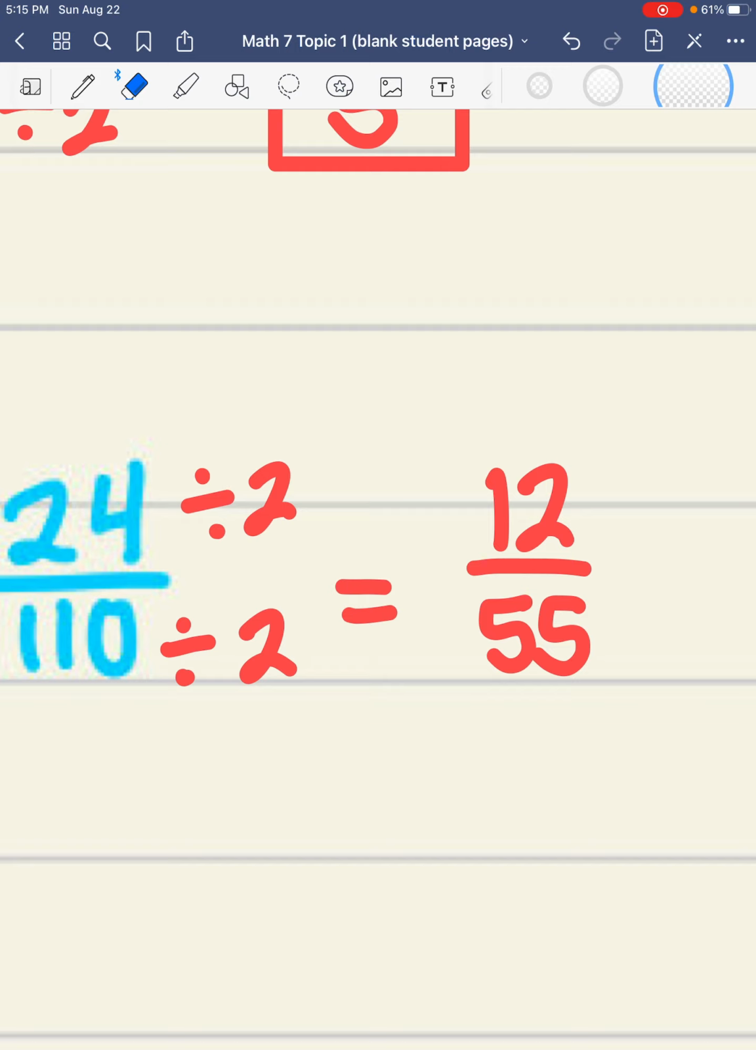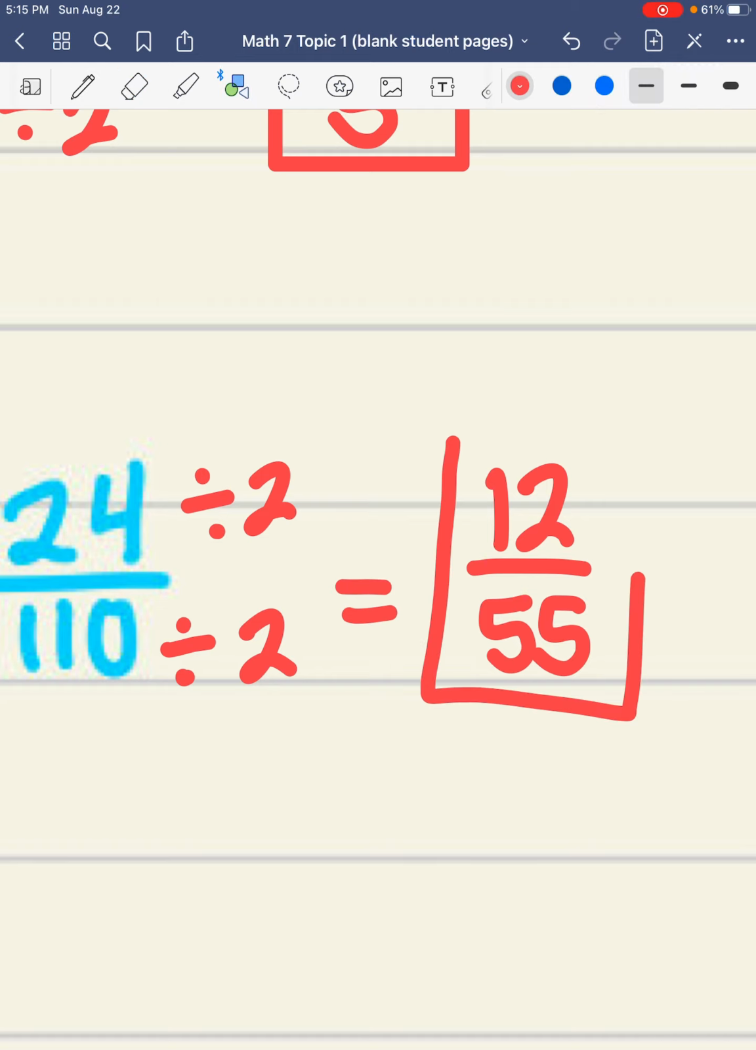In fact, these two numbers do not have any common factors. There's not a number that goes into both. So, this fraction is now in simplest form.